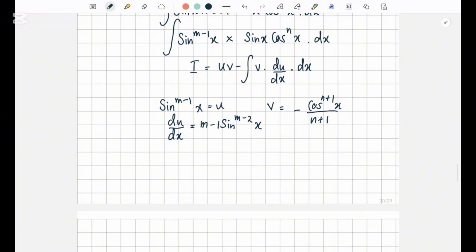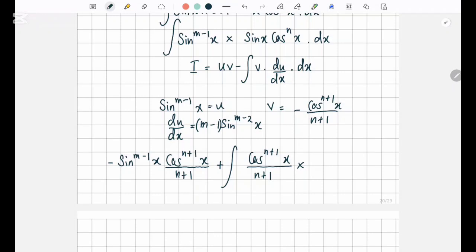So using your formula now, u into v, so it's sine x to the power m minus 1 into, we'll put the negative sign into v, which is cos x to the power n plus 1 over n plus 1, minus v, which is, so we have minus again, minus, so you can write plus cos x to the power n plus 1 over n plus 1 into du over dx, which is m minus 1 into sine x to the power m minus 2 dx.